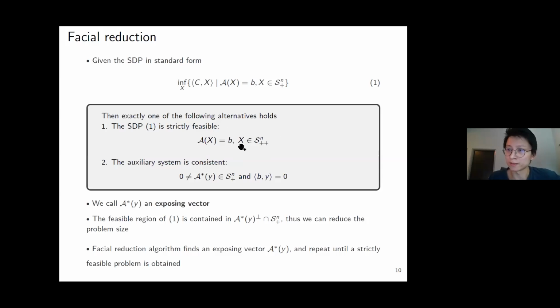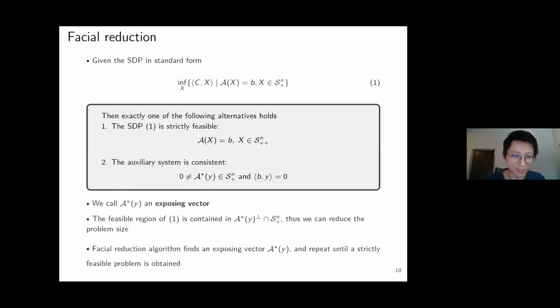But then the hyperplane separation theorem says that there exists a hyperplane separating those two convex sets. And this hyperplane is actually this A star y here. So this is actually equivalent to the hyperplane separation theorem. But in the context of feature reduction, we call this separating hyperplane, A star y, an exposing vector. Okay, that's only the first part of the story.